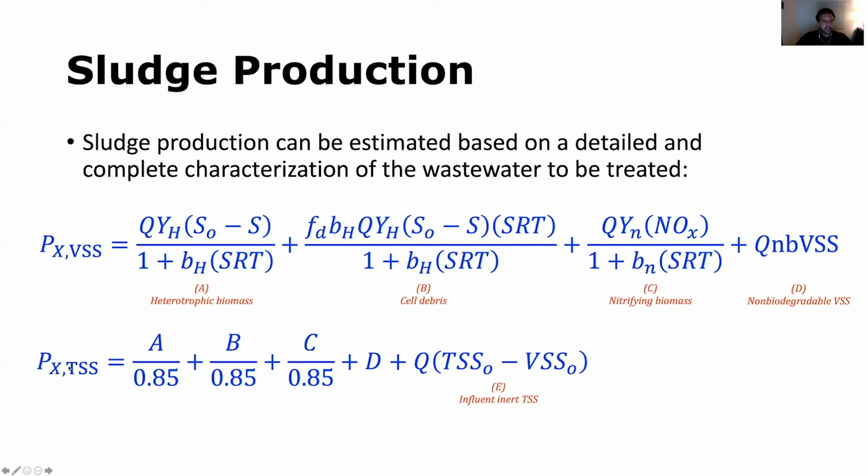If we wanted to estimate the total suspended solids concentration produced per day, then we would just divide each of these terms, A, B, and C, by 0.85 based on the fixed proportion of solids that is typical for these systems. Then we'll still add the non-biodegradable suspended solids here, term D, and we'll also add this term E, which is the influent inert total suspended solids.